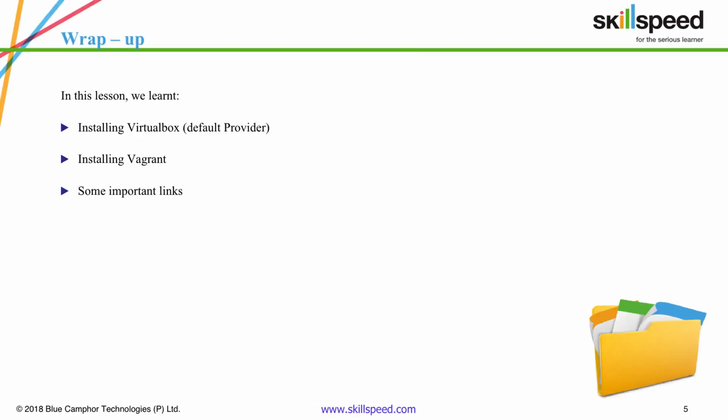So in this video, we spoke about how to install VirtualBox, which is the default provider for Vagrant, and then the tool itself, Vagrant. We have seen the installation, where to download it from and how to install it. We saw the example of Linux flavor, but similarly, you can install it on Mac as well. You can install it on Windows by just following the steps which are relevant for each operating system. And finally, we spoke about some of the important links which are crucial if you want to learn more about Vagrant.